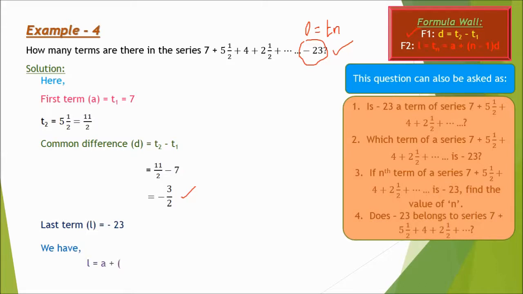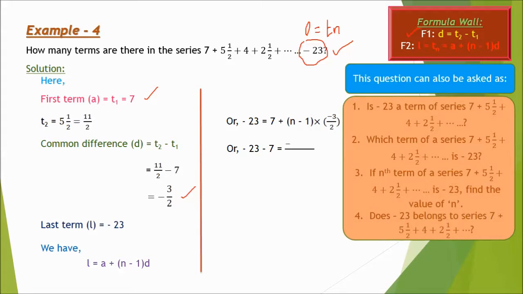And now, we have our last term Tn. We can call it Tn, we can also call it the last term. This 23 can be called L, and the formula is the same, isn't it? So L is equal to, we know the formula, L is equal to A plus n minus 1 d. We have the value of A, we have the value of D, and we don't have the value of n. We have to find the value of n.